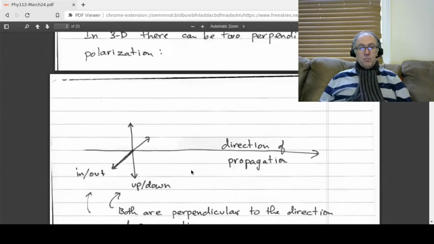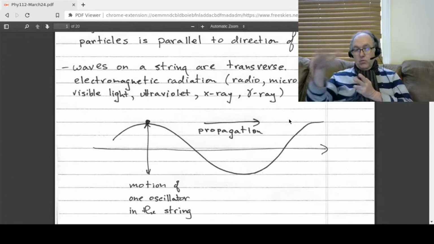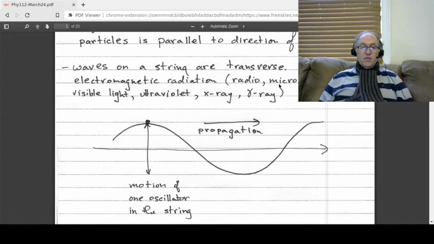If the direction of the oscillation is perpendicular to the direction of the propagation of the wave, you have a transverse wave. Okay, so waves on a string are transverse waves. Water waves on the surface of water are also transverse waves. So is electromagnetic radiation, and this is things like radio waves, microwaves, infrared, visible light, ultraviolet, X-rays, and gamma rays. Okay, these are all wave phenomena of different wavelengths, and they're also transverse as well.